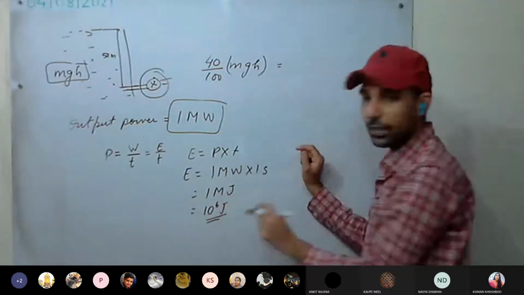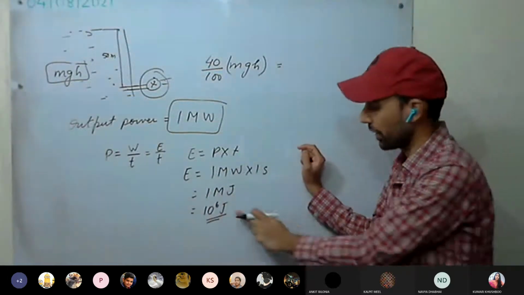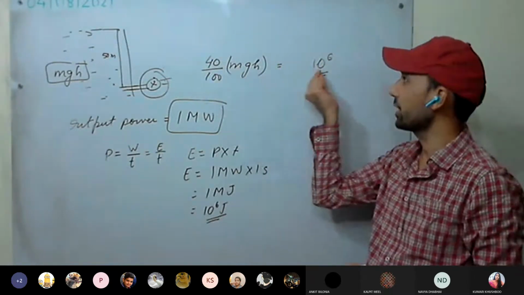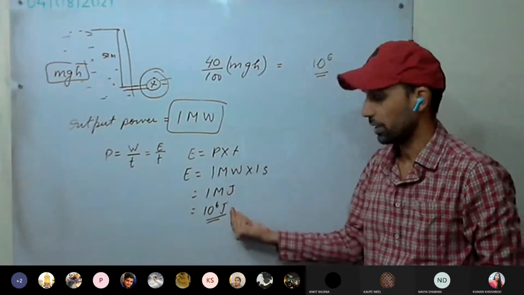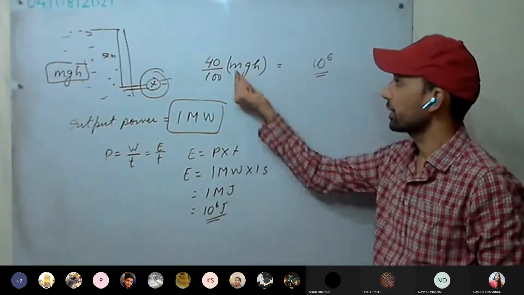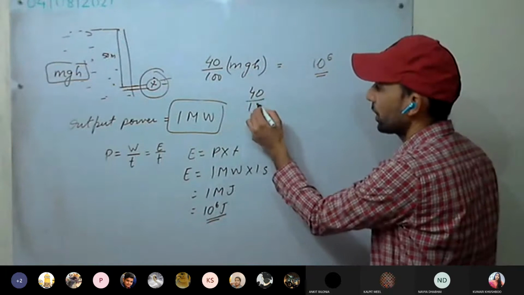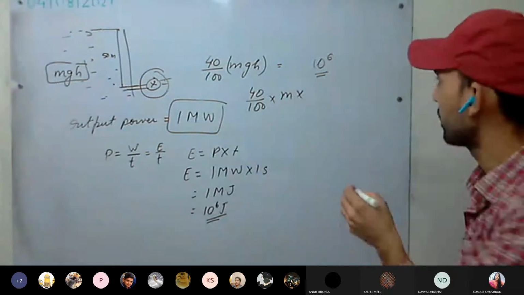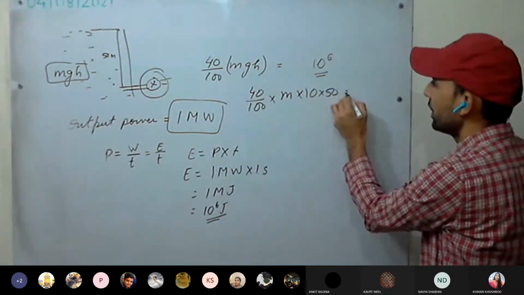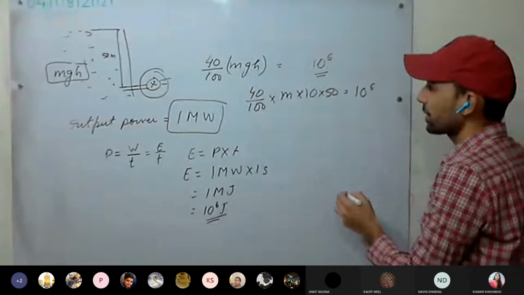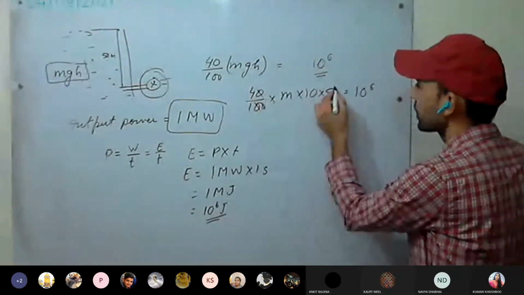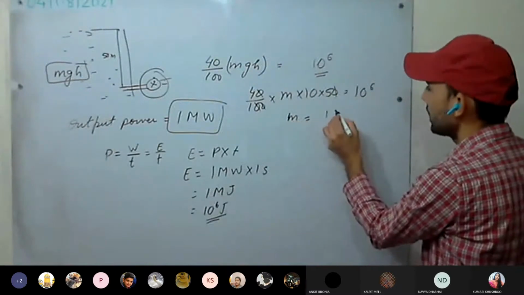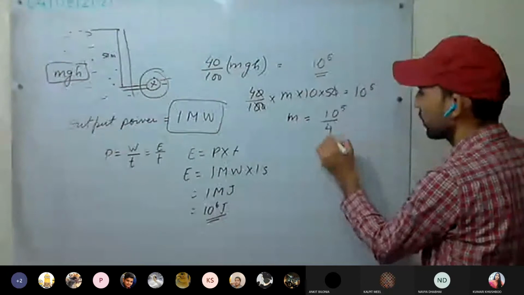So we have calculated the energy generated each second, and this is equal to 10 raised to power 6, because only 40% of this energy is converted into electricity. Now calculate the mass. 40 upon 100 into m, into g, which we take as 10, into height 50 meters, equals 10 raised to power 6. Zeros got cancelled. So m equals 10 raised to power 5 divided by 4.